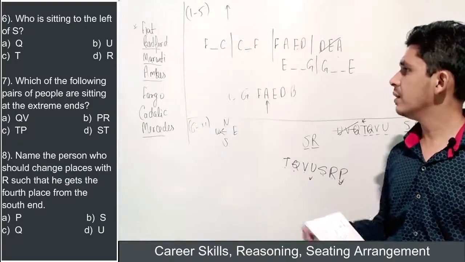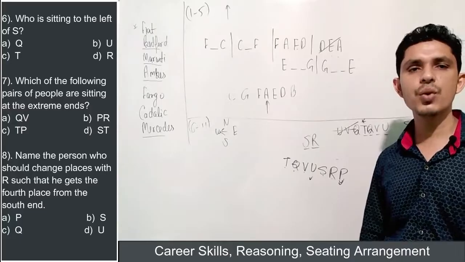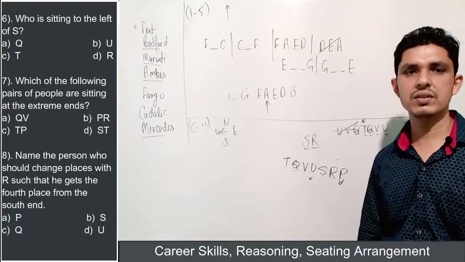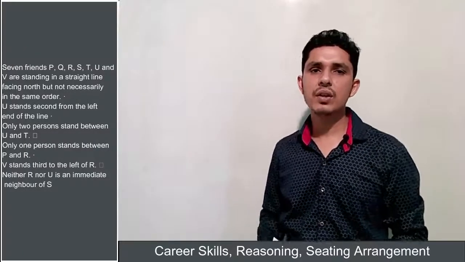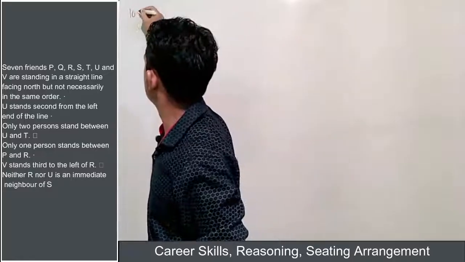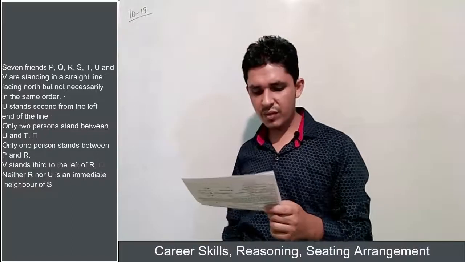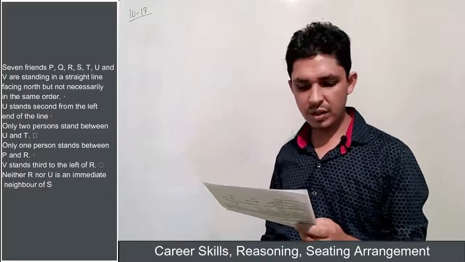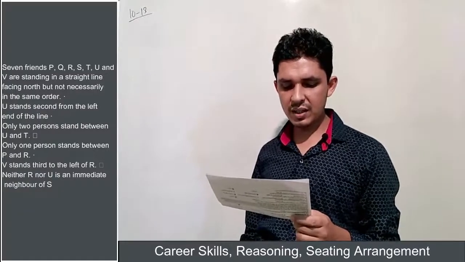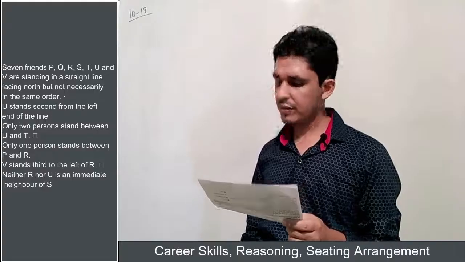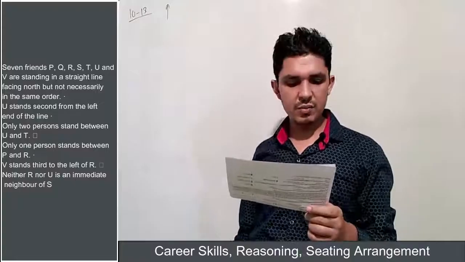So friends, we have gone through 3 questions. Let us discuss a few more questions of the linear seating arrangement, right? So starting with the next question, questions 10 to 13. Study the following information carefully and answer the questions given. 7 friends P, Q, R, S, T, U and V are standing in a straight line facing north. North, that means this direction, but not necessarily in the same order.